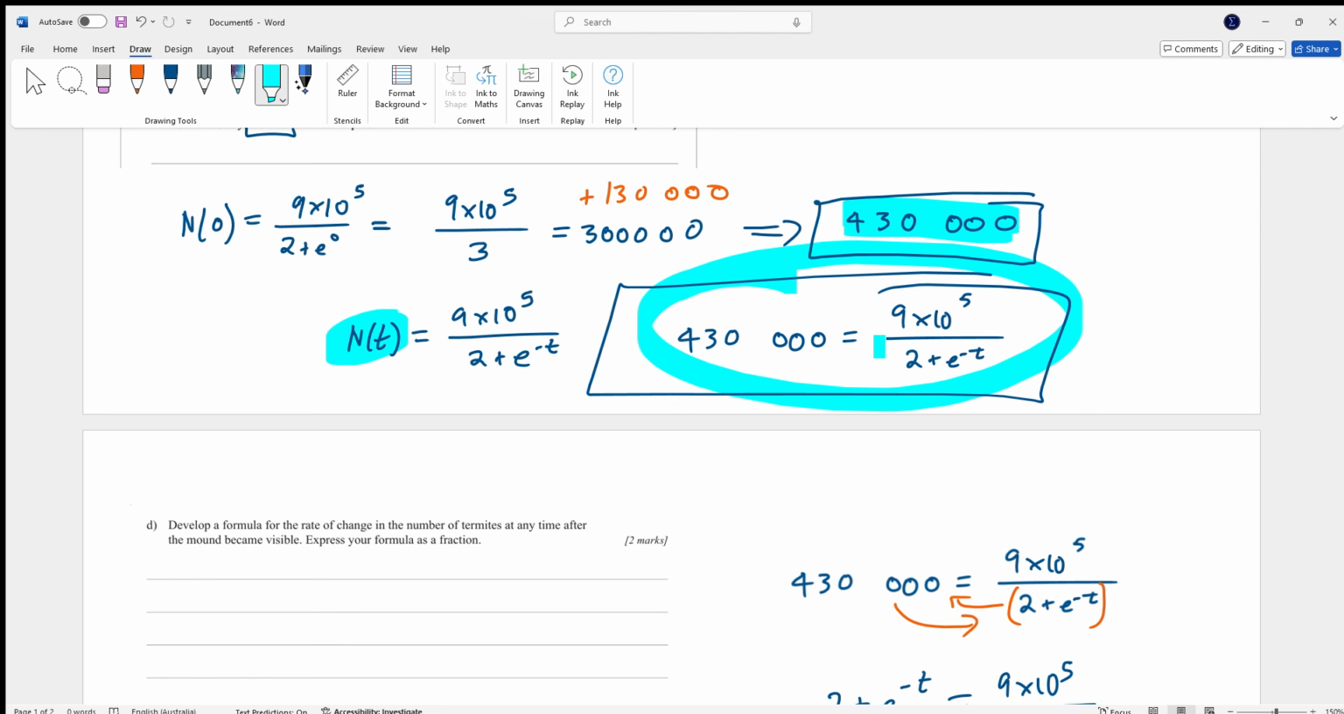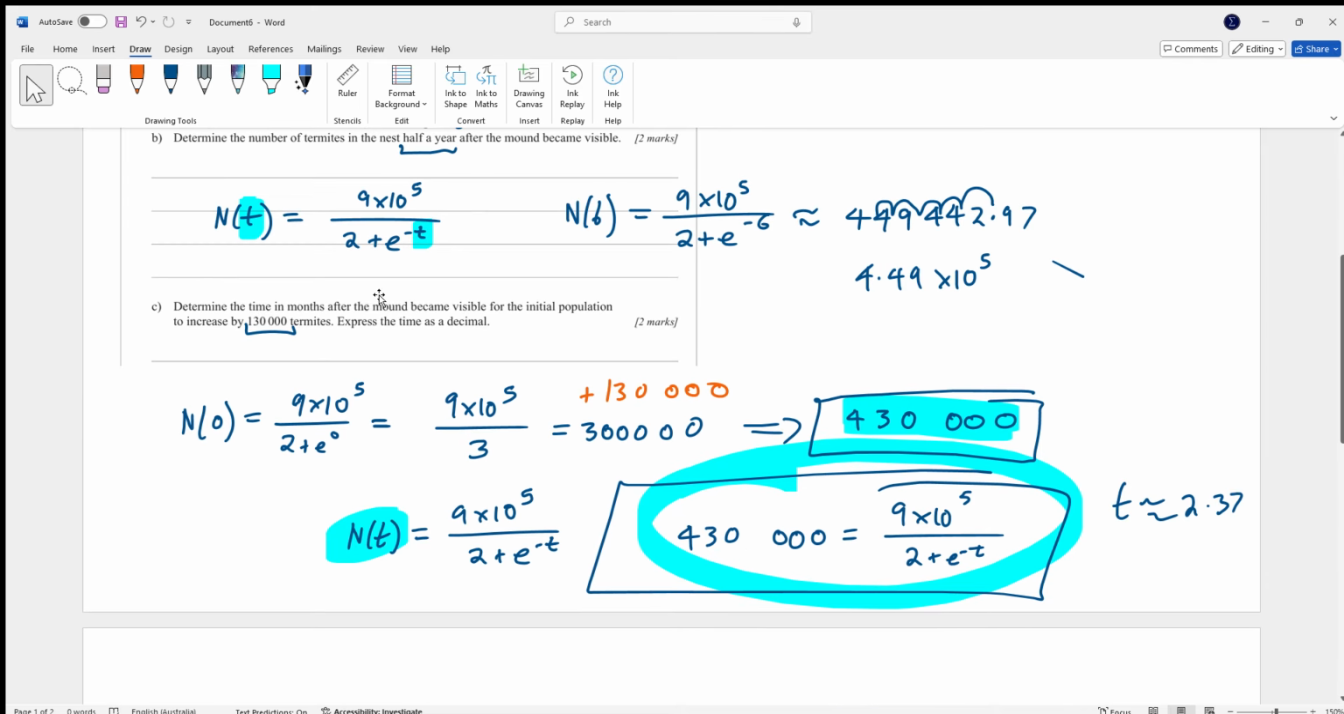So remember, it's all about getting as many marks as possible in the shortest amount of time, because you only get 90 minutes for it, okay? Now here we get t is approximately 2.37. So remember, t is in months. So what that means is the time is approximately 2 1/3 months in. You can count that to how many weeks if they wanted to, but here they said express the time as a decimal, so that's fine here, okay?